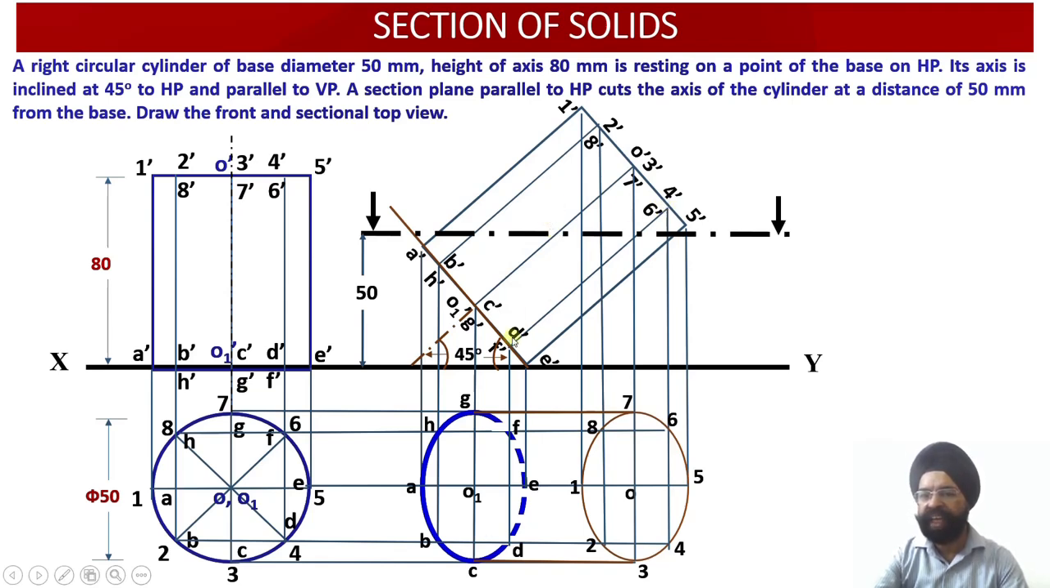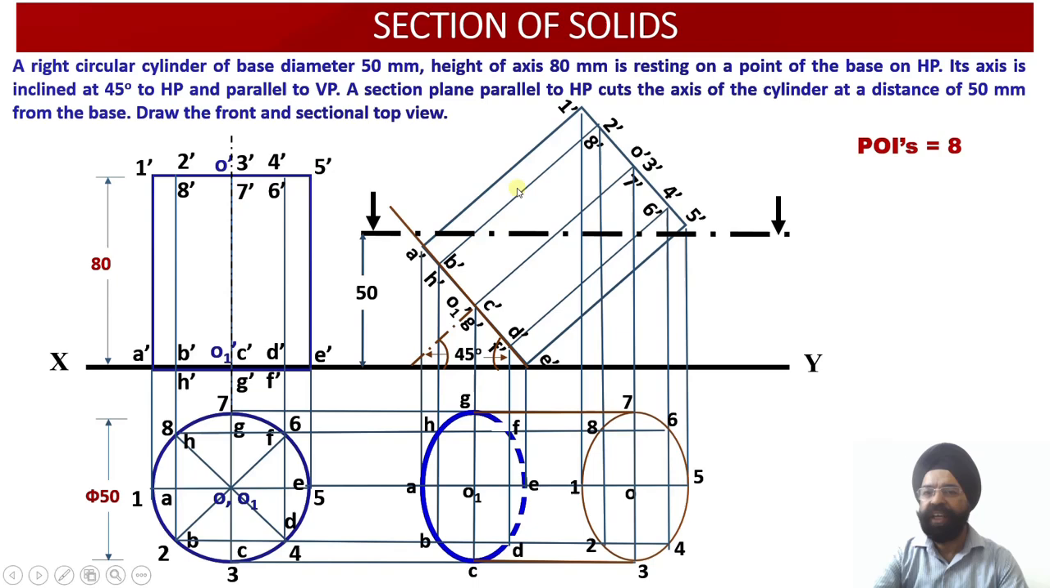4 dash and D dash will be cut by the cutting plane at a point called 14 dash. 5 dash and E dash will be cut by the cutting plane at a point called 15 dash. Similarly, 6 dash and F dash will be cut by the cutting plane at a POI whose name will be 16 dash. And 7 dash and G dash will be cut by the cutting plane at a POI whose name will be 17 dash. And 8 dash and H dash will be cut by a cutting plane whose name will be 18 dash.